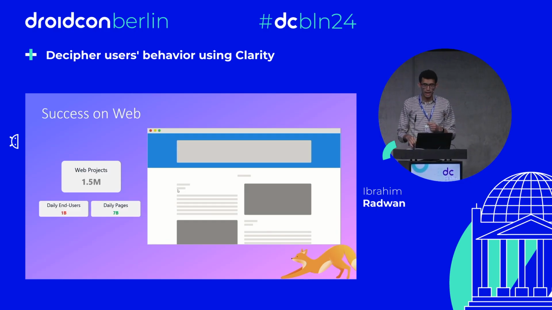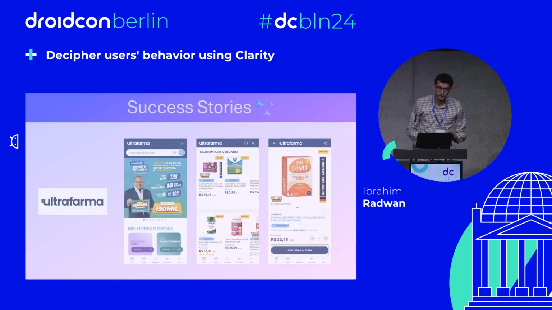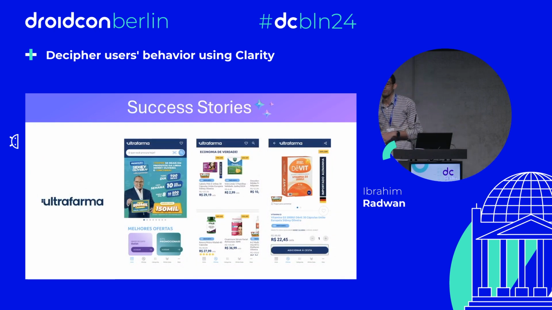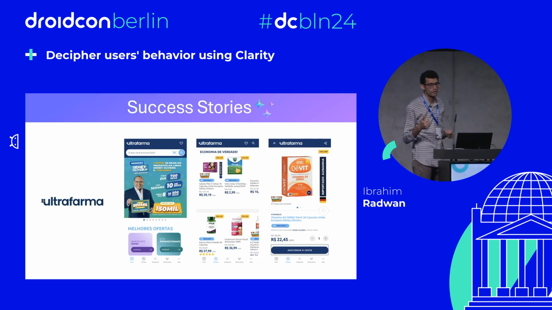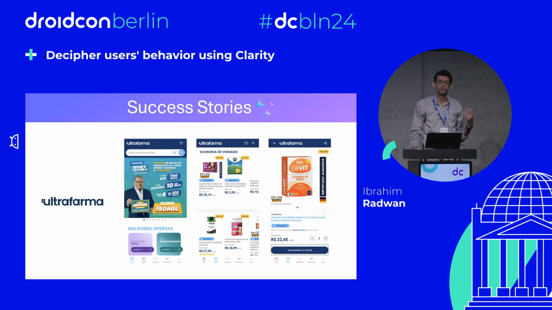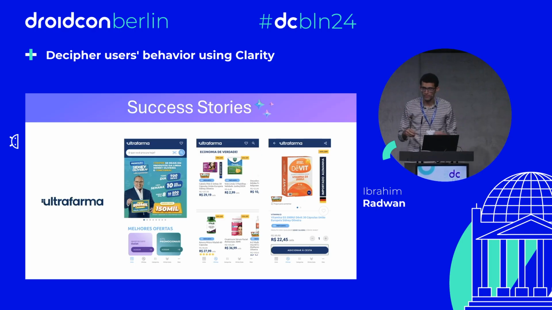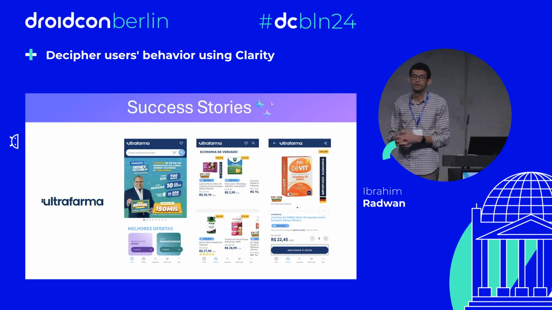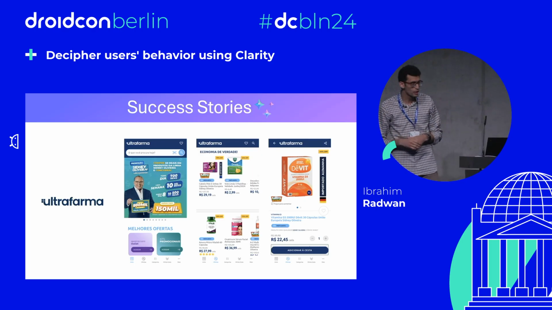Even more, what assured us that we are on the right track is the feedback that we got from our early customers. So I'm going to share with you a couple of success stories here. The first one is called Ultra Pharma, an online pharmacy in Brazil, where they integrated Clarity within their app to see possible improvements and find some insights on how to make the app even better for their customers.